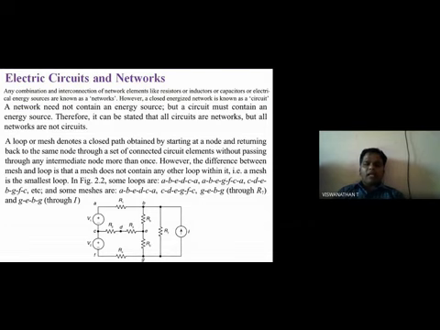Any interconnection of elements like resistors, inductors or capacitors connected with energy sources is called a network. We also call that electric network a circuit. It is not necessary that it is always connected with energy sources.